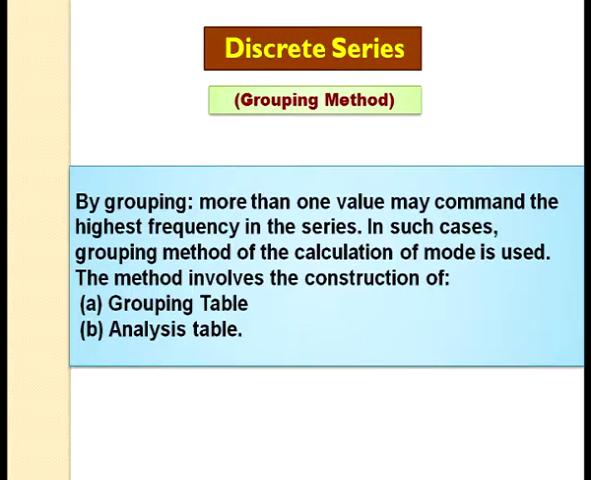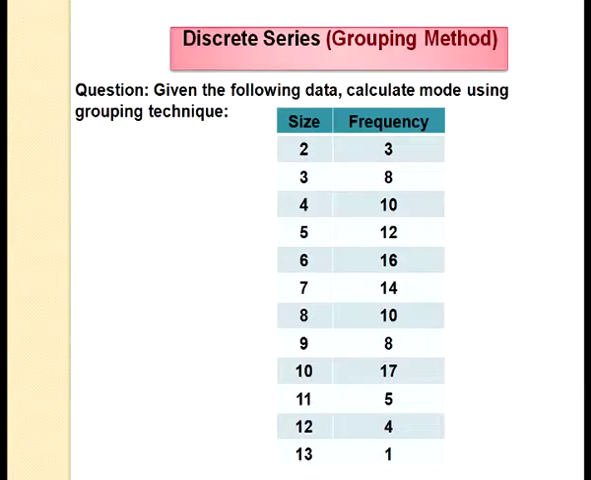What are the steps in this? We need to make tables. There are two types of table. One is the grouping table, the other is the analysis table. In this particular question, as you can see, the data is already arranged in ascending order. The first step for the mode is we need to see that the data is arranged in ascending order. So, the data is already arranged in ascending order.